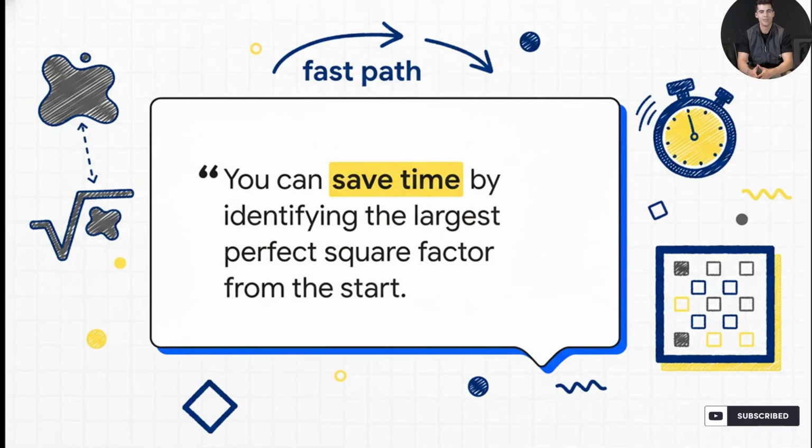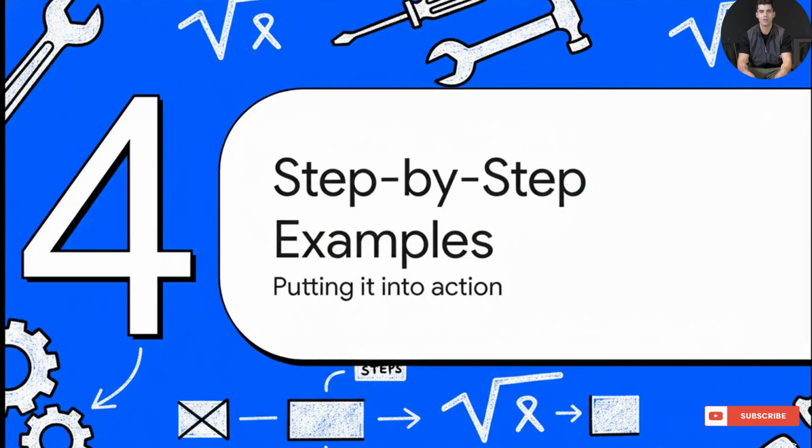And this right here, this is the pro tip that makes all the difference in the world. Finding that largest perfect square factor right from the get-go saves you so much time and effort. It stops you from having to simplify and then simplify again. It's just the fastest, most direct path to the final answer. All right, enough theory. It's time to put our toolkit and our strategy into practice. Let's get our hands dirty and walk through a few examples together, step by step.